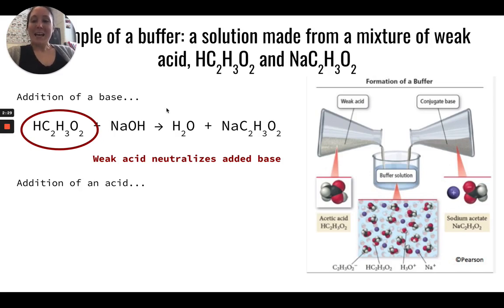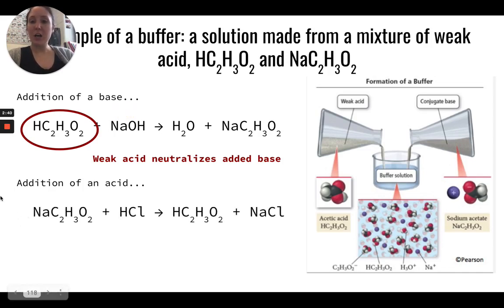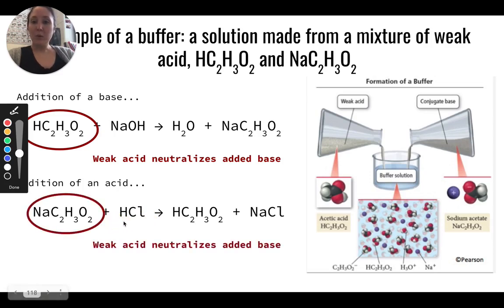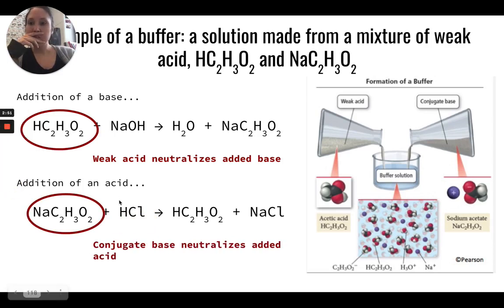When we add an acid, you want to think about what part of my buffer might help maintain a constant pH. Well, an acid would react with a base. So the addition of a strong acid like hydrochloric acid, HCl, will react with the conjugate base. Sorry, I had that sentence wrong. This should say the conjugate base neutralizes the added acid. The conjugate base neutralizes the added acid. And again, it's really not the sodium that's reacting here, it's really that conjugate base.